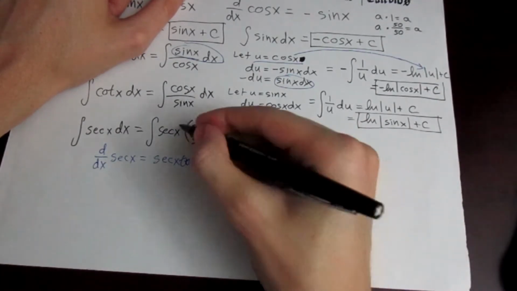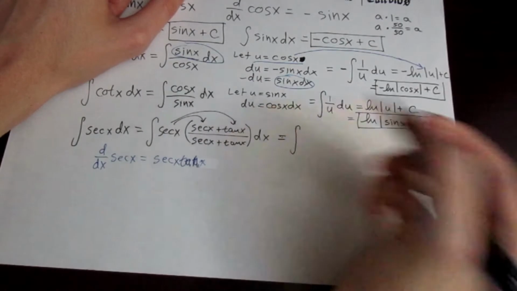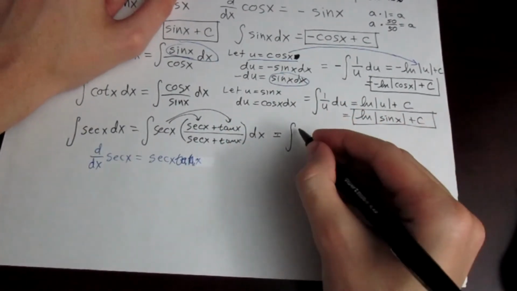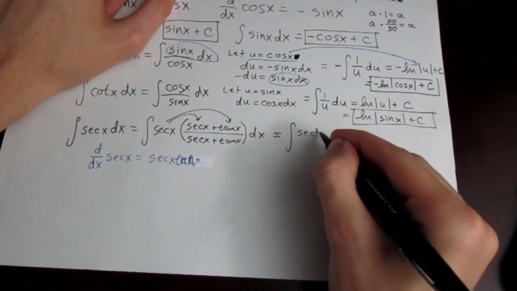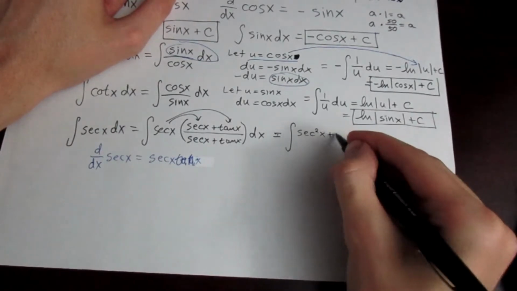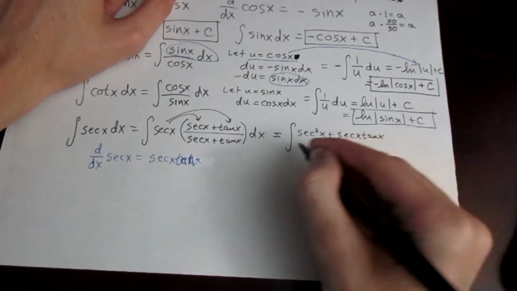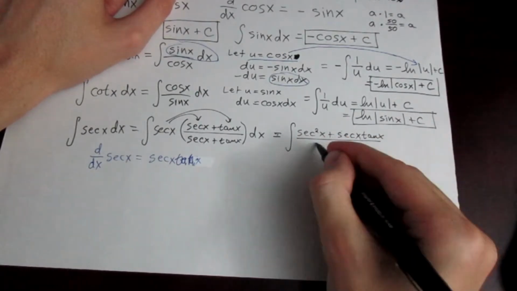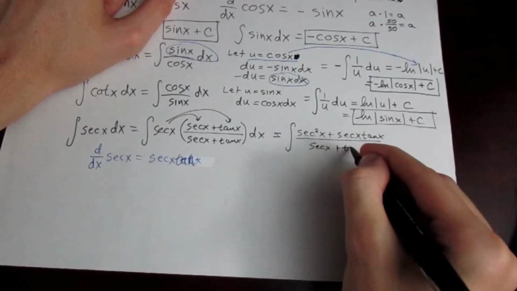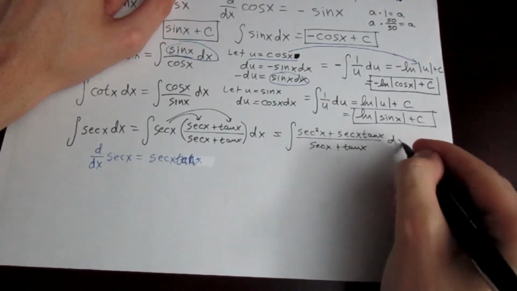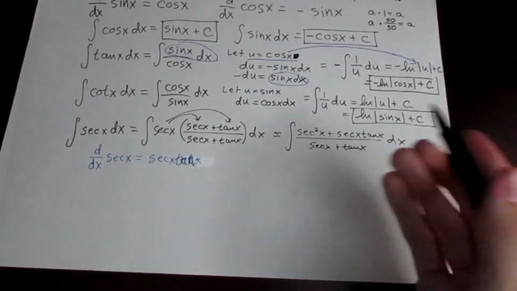Now you just distribute in the secant x. Okay, that's going to be secant squared x plus secant x tan x over secant x plus tan x. And I understand if this looks like it's not going to go anywhere, but trust me, it will.